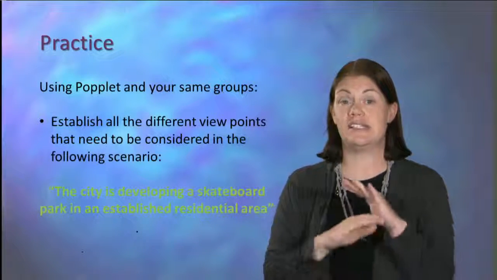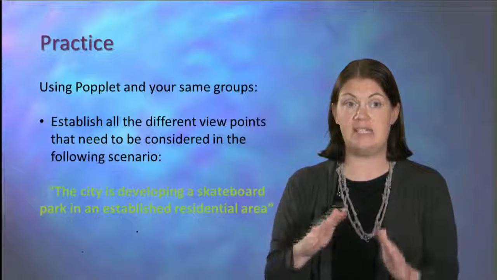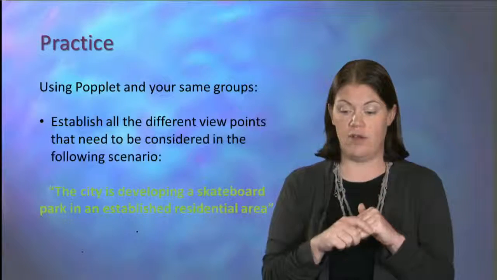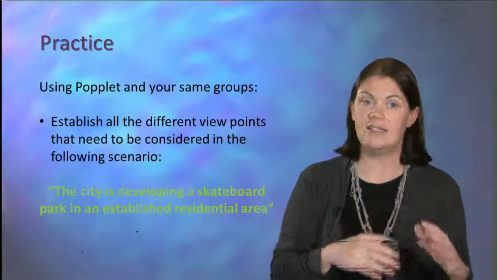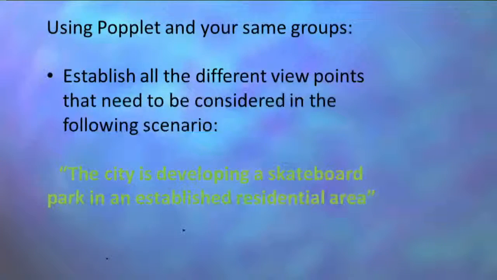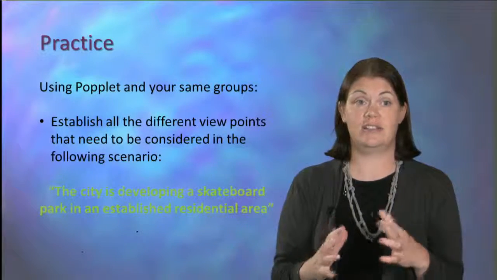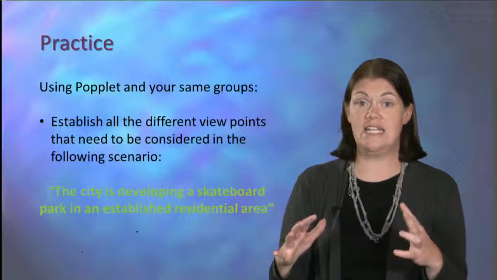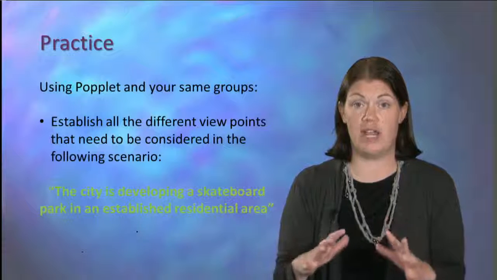Okay. Now, what I'd like you to achieve on this Poplet wall is the following. I would like you to establish all the different viewpoints that need to be considered in the following scenario. So instead of a car accident, this is the following. The city is developing a skateboard park in an established residential area. Who has valued interests? Who has different viewpoints that need to be considered when we're developing a skateboard park in a residential area?